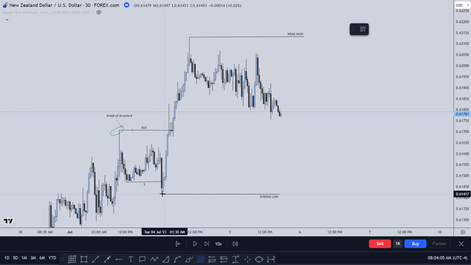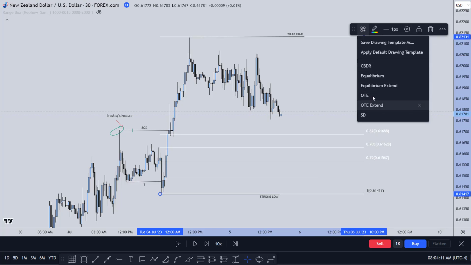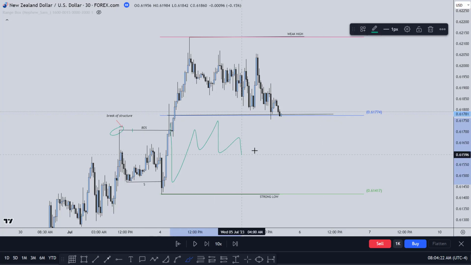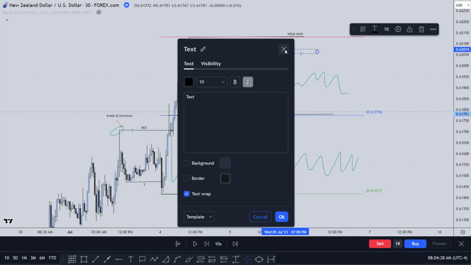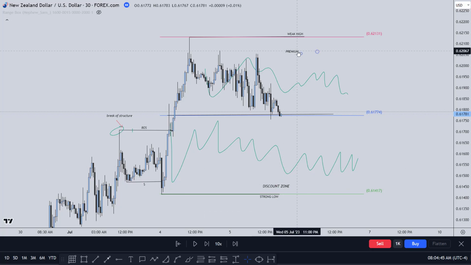Now we have to see where we are in our range. So we're going to grab our Fibonacci, put it from the low of the range to the high of the range, and then go for the 50%, the equilibrium here. Now we know that anything below here is good for us to buy, and anything up here is good for us to sell. This is our premium zone, and this is our discount zone.